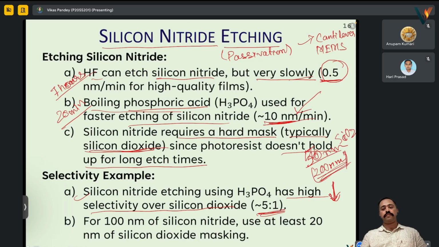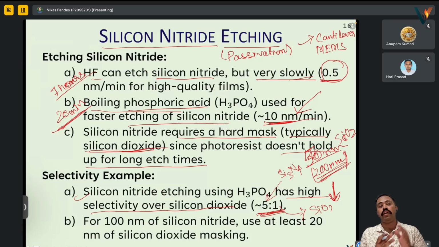Yes, anyone? After etching, say for whatever time we etched, say 20 minutes, the selectivity of boiling phosphoric acid is 5:1, 5 for silicon nitride, Si3N4, and 1 for SiO2. So if it is removing 5 nanometer of silicon nitride, at the same time it will remove 1 nanometer of silicon oxide.